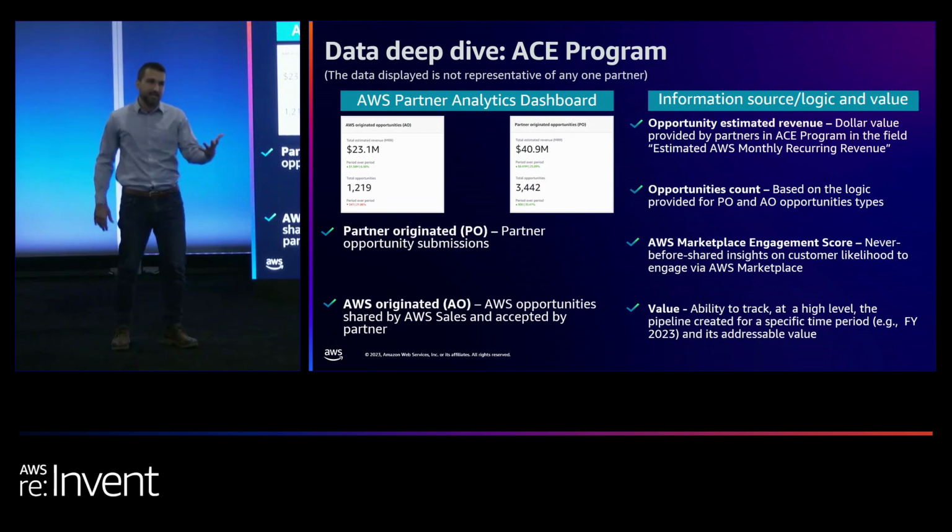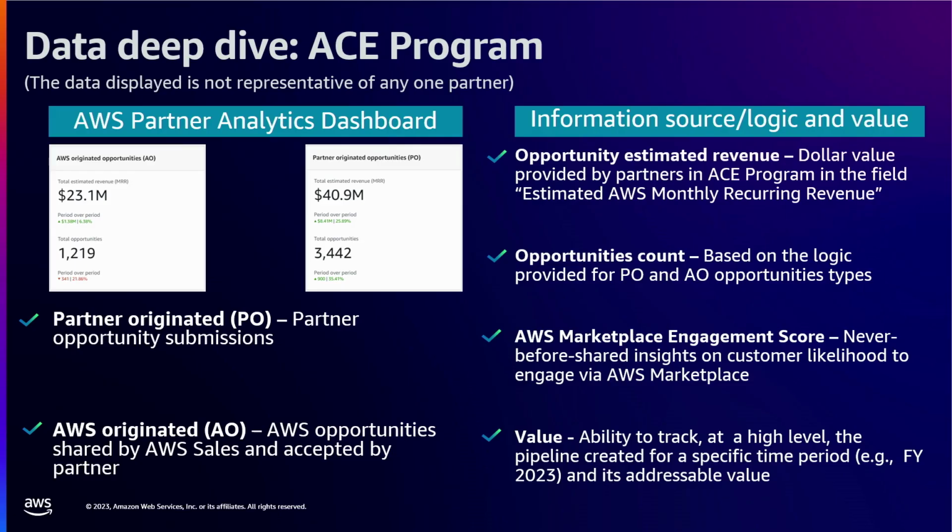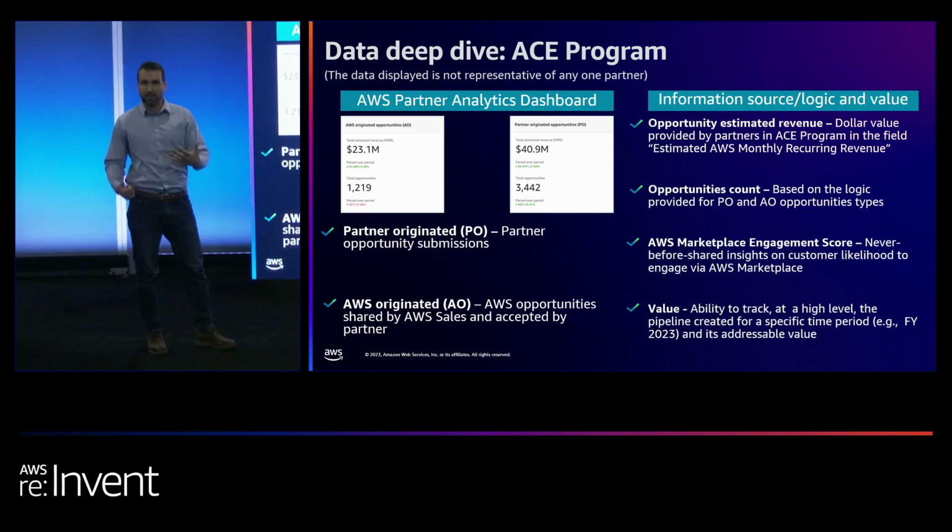So let's take ACE, AWS Customer Engagement. The purpose of this is really to give you a one-stop shop view of your entire pipeline. And of course, you can break down between partner-originated, AWS-originated in terms of volume and count, associated pipeline revenue.